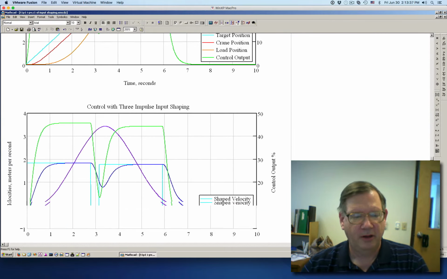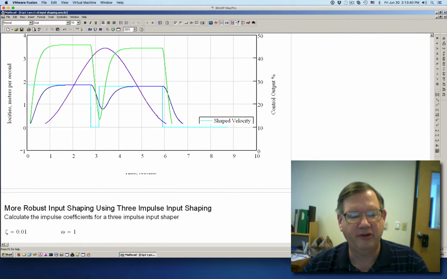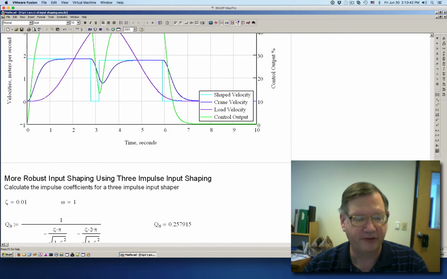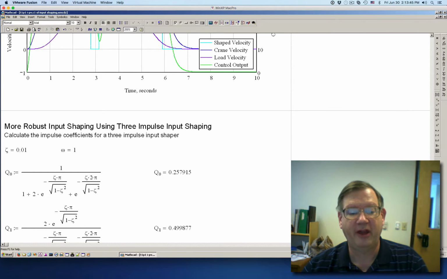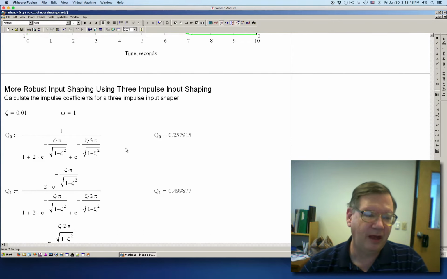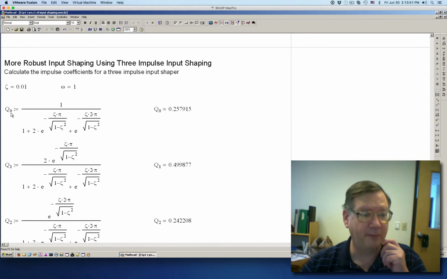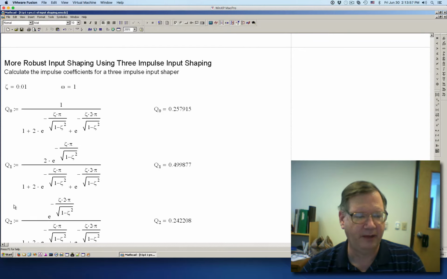Now, this is good, but what is better is to use 3 inputs. It's much more robust. And again, I'm using the same parameters as before, but what I have is 3 inputs, 3 impulses. I have one at the beginning, one at half a wavelength, and then one at the full wavelength. And you can see that the difference here is I'm starting out with 1 here. This would normally be omega times zeta times pi, which is half a wavelength. You have to remember there's a natural frequency here, but they cancel out.